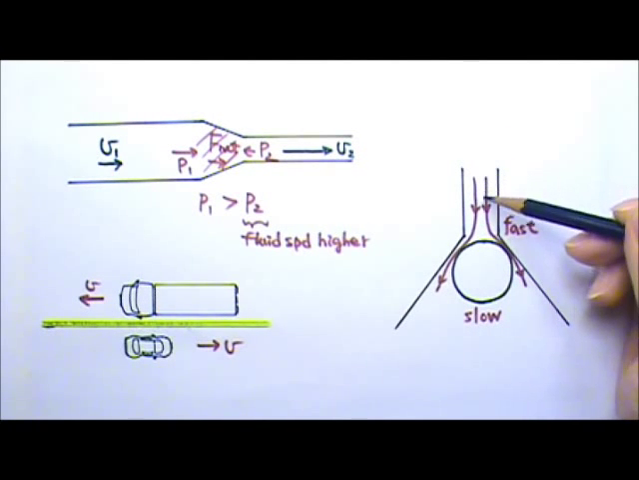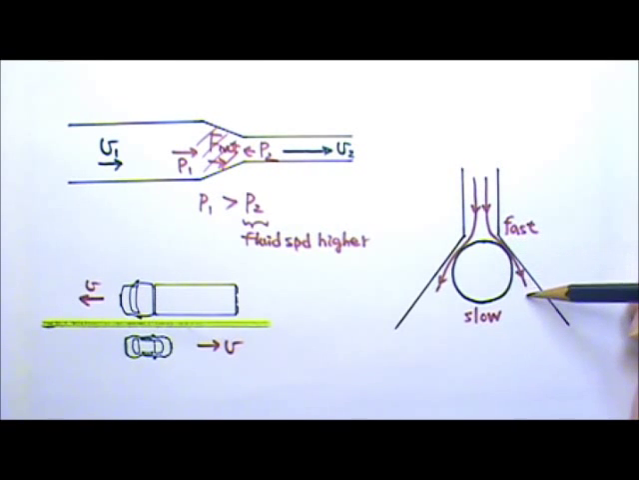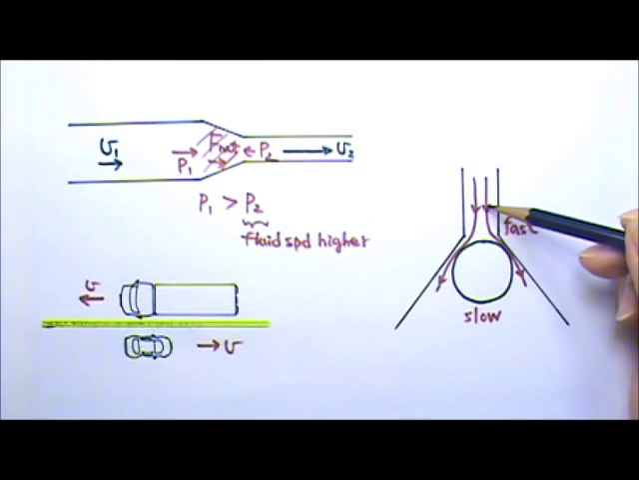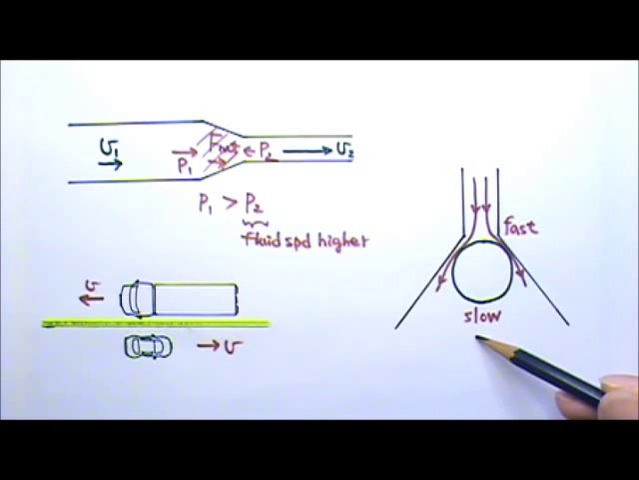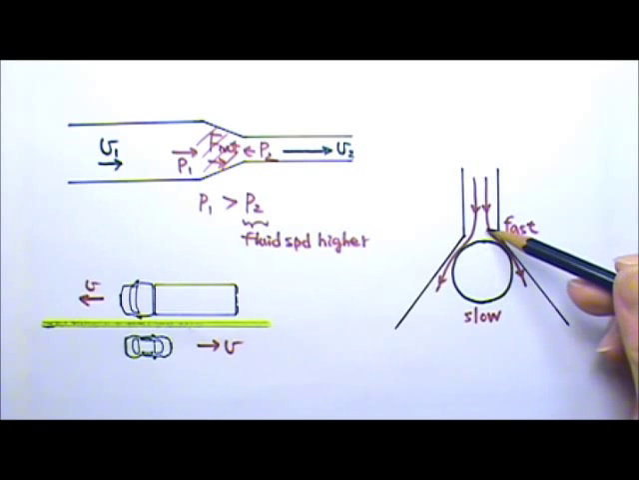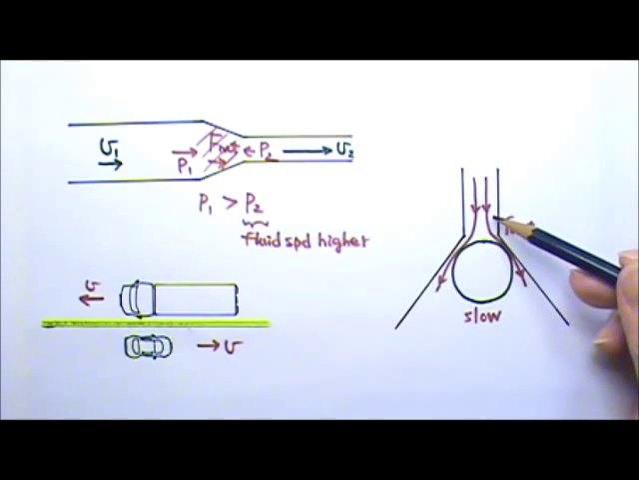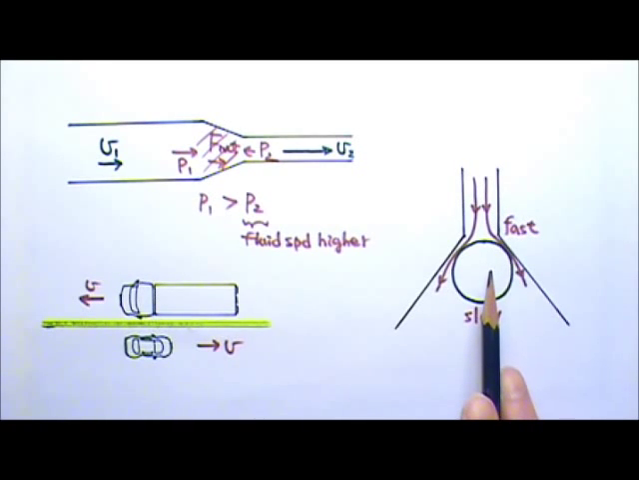The air flows down the stem of the funnel and around the ping pong ball. We get faster flow above and a slower flow below. So the pressure is higher where the speed is slower and the pressure is lower where the speed is higher. The pressure difference provides an upward force that keeps the ball from falling down.